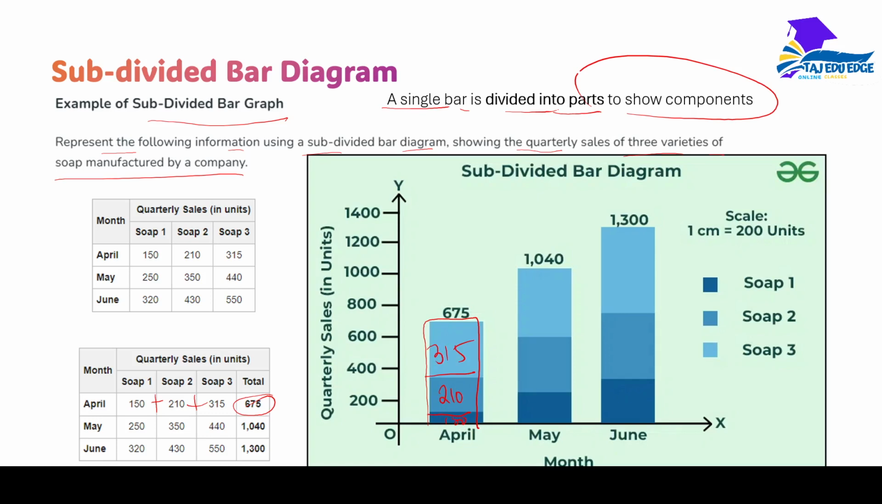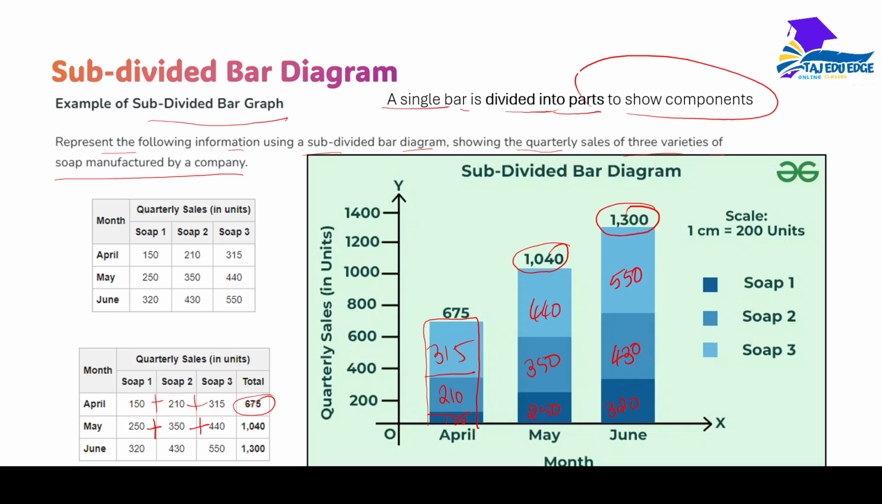And in the month of May, again adding up 250 plus 350 plus 440. This 250 is soap 1, 350 is soap 2, and 440 is soap 3. The total is 1040. In the month of June, the sales of soap 1 is 320, the sales of soap 2 is 430, and the sales of soap 3 is 550. The total is 1300.